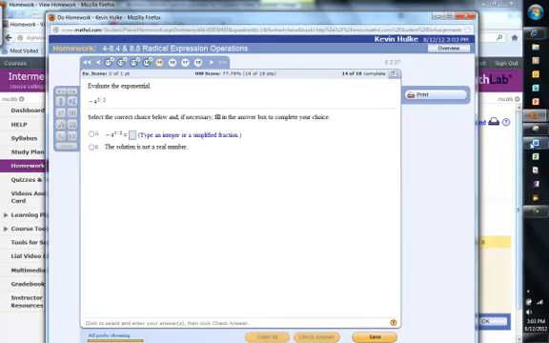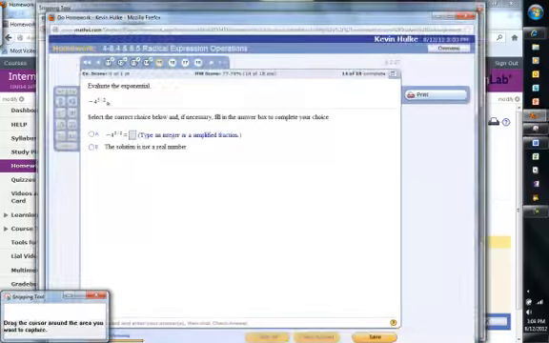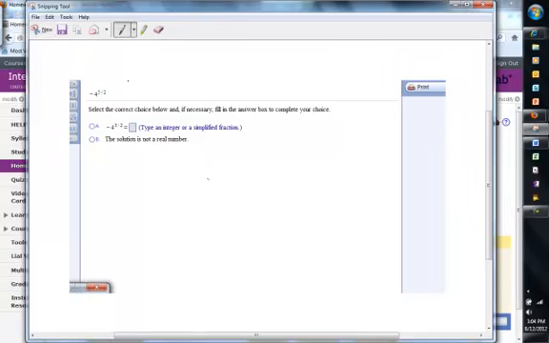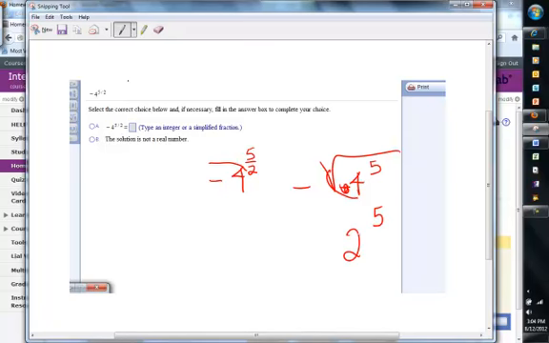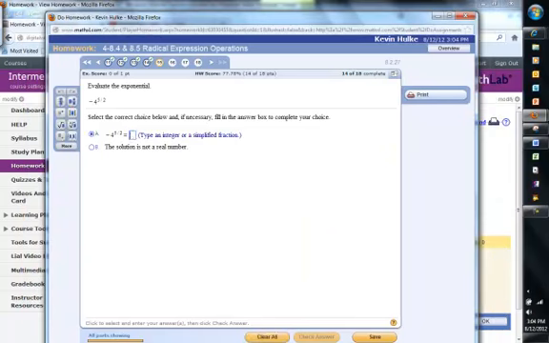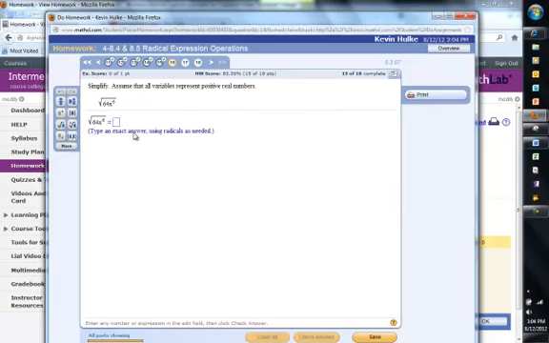Number 15. Now they want us to evaluate, that is, tell what it is in numbers. Negative 4 to the 5 halves. This is the radical, so it's the square root of 4 to the 5th. Okay, so the square root of 4 is 2, 2 to the 5th is 32. Put the negative sign in front, and you would have negative 32. Now you can do that one on your calculator, and it'll get you the same answer. Next one.